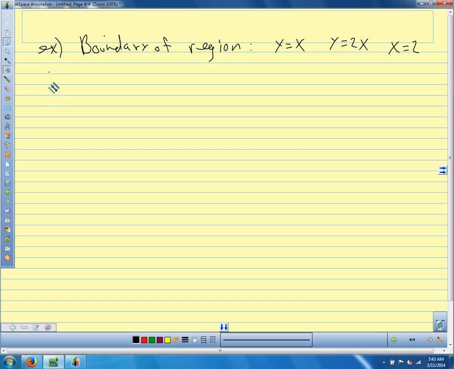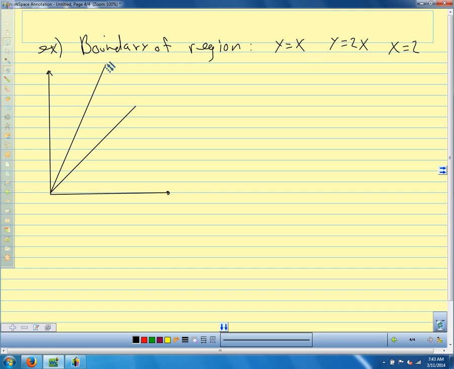So the first thing we want to do here is make a sketch. And it's always helpful, if they don't give you the region, to sketch the region. So here's y equals x. Here's y equals 2x. And here is x equals 2.